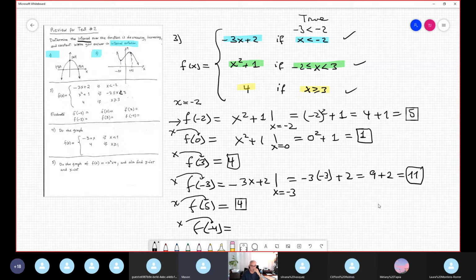Blue. Negative 4. Blue. So again, I select the expression in blue corresponding with the condition, because negative 4 is less than negative 2, and you evaluate at negative 4. It's negative 3 times negative 4 plus 2. This is positive 12 plus 2.